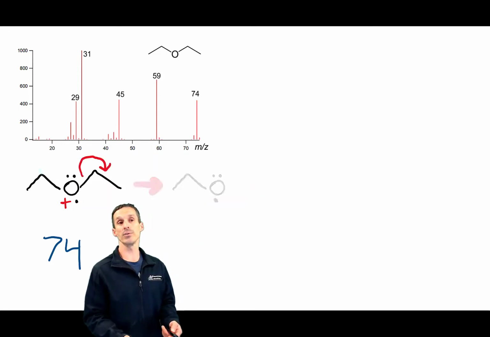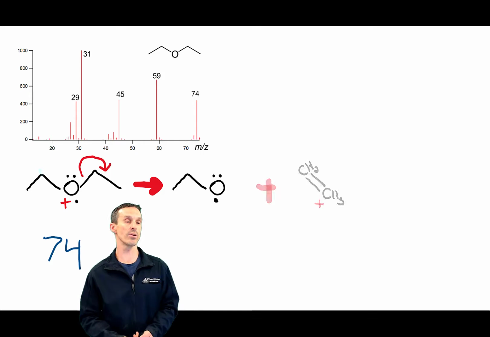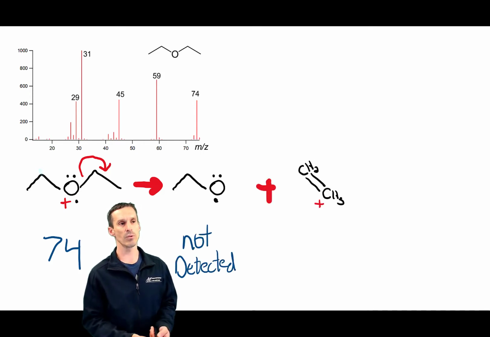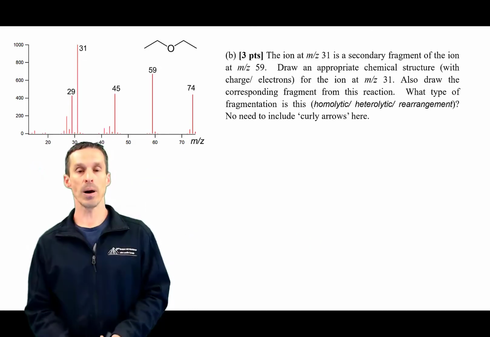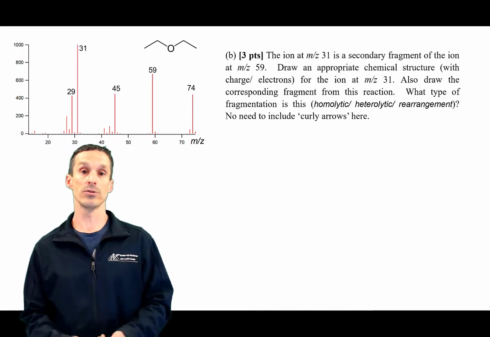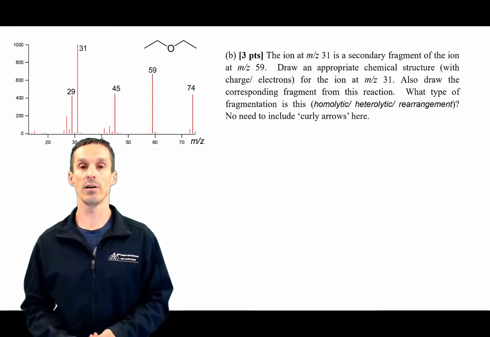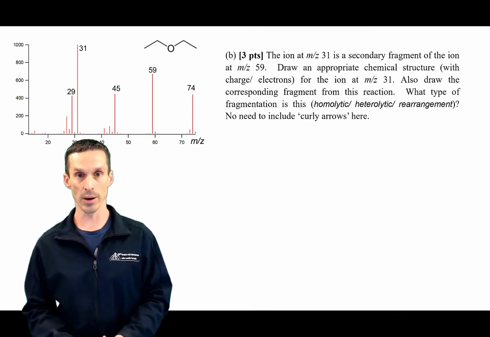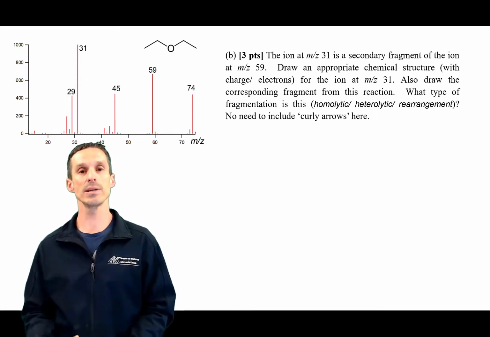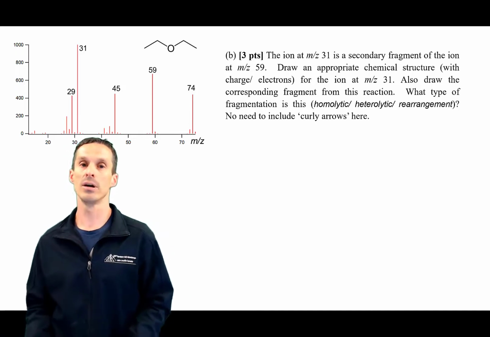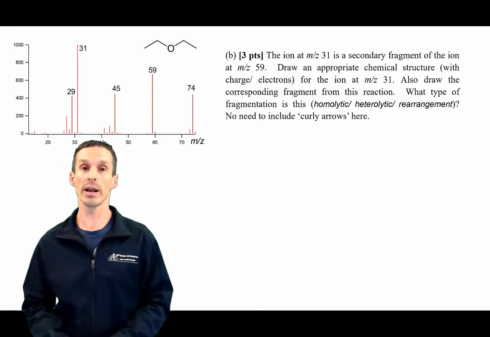Just to try another one, see what happens, let's try moving the electrons together, and it looks like we're going to move the charge to the other side. This time, we're not detecting that side because it doesn't have a charge, and adding up the masses, 29. So there we go, we've seen 29 in the spectrum as well. Now, part B of the problem is asking us to draw the predicted fragmentation of the mass at m/z 31. This compound's a little bit harder to predict, but it is saying that it's basically a secondary fragmentation of an original fragment, the one at m/z 59.